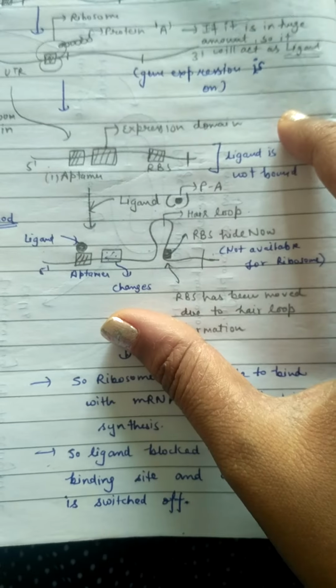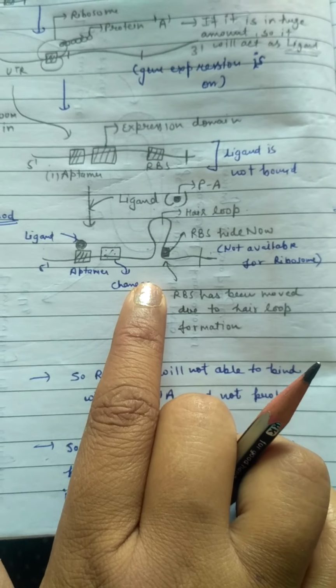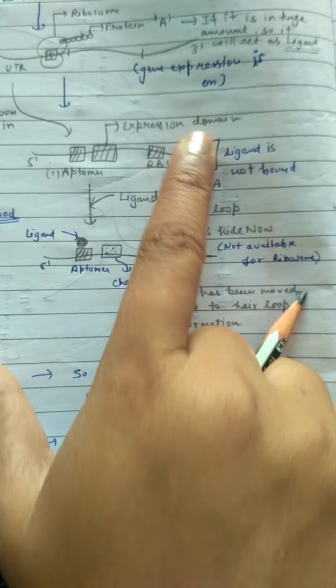This is known as a feedback mechanism. But this feedback mechanism is controlled with the help of these two domains, that is the aptamer domain and the expression domain.